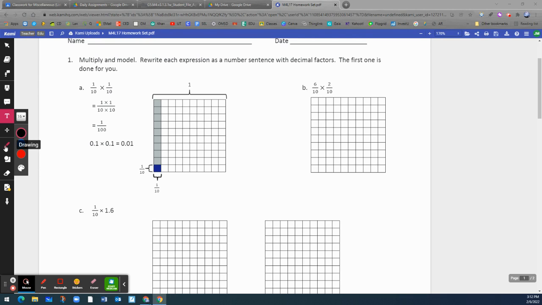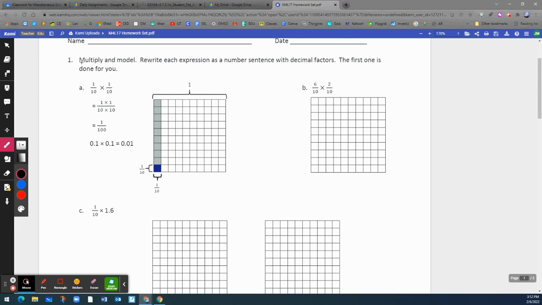I'm not going to review the example. We're just going to go to problem 1b. Before we begin, we need to look at the instructions. Multiply and model. That means we have to show the model. Rewrite each expression as a number sentence with decimal factors.